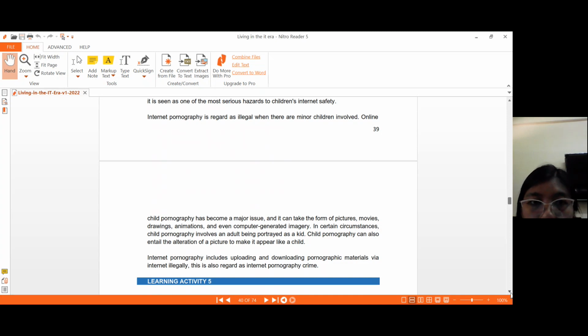Alright, so internet pornography is regarded as illegal when there are minor children involved. So online child pornography, ayan. Child pornography can also entail the alteration of a picture to make it appear like a child. O, edits na yan. Internet pornography includes uploading and downloading pornographic materials via internet illegally. That is also regarded as internet pornography crime.